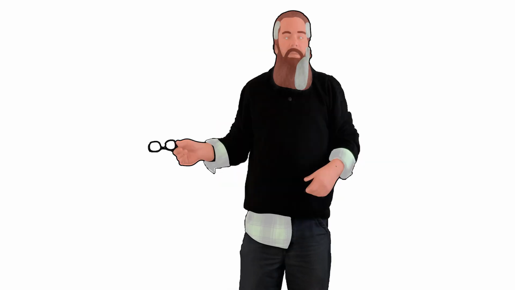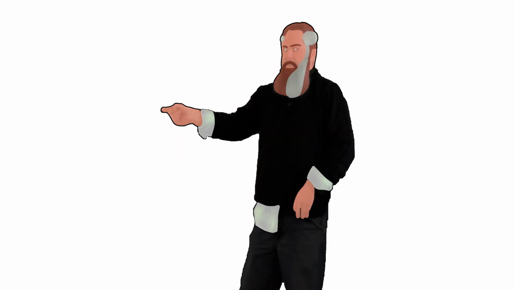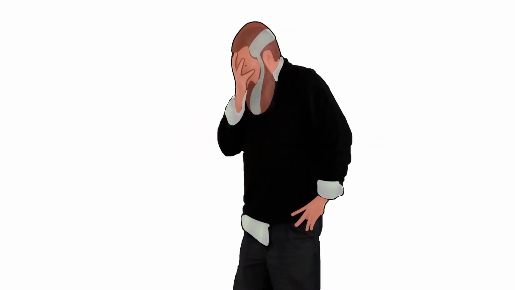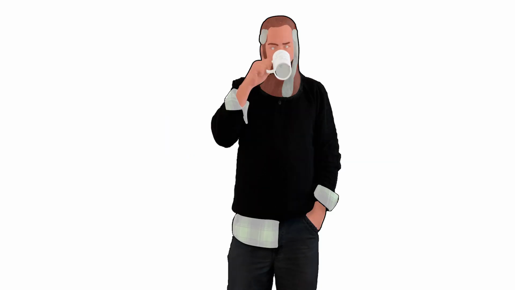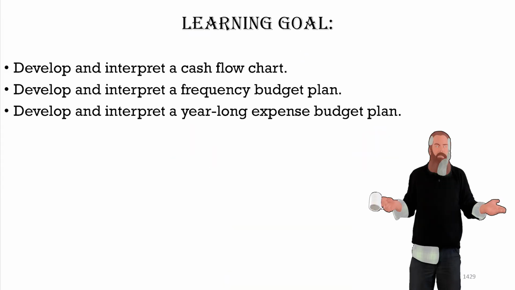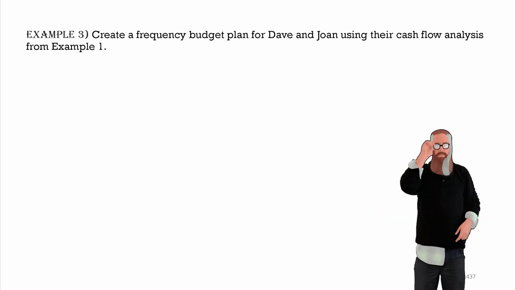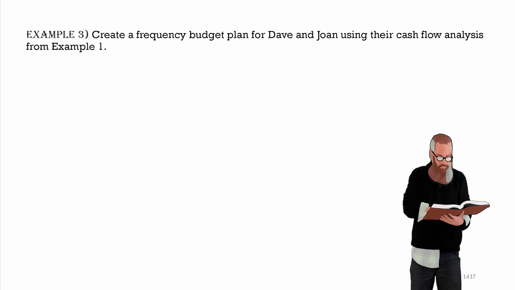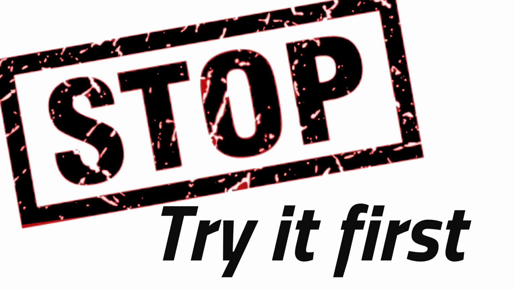Whichever budget structure you decide to use, it is important to review your budget periodically. Make alterations where necessary. Shift allocations to increase savings and reduce debt. Always pay your bills on time to avoid late charges, and keep accurate records. Set achievement goals and review them regularly. Now let's develop and interpret a frequency budget plan. Let's create a frequency budget plan for Dave and Joan using their cash flow analysis from the first example.